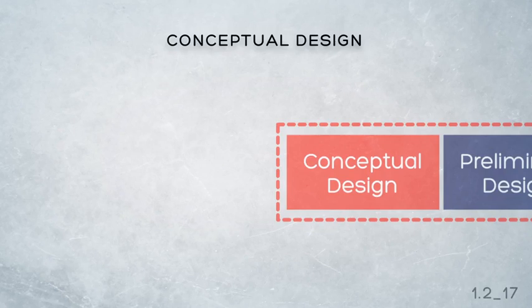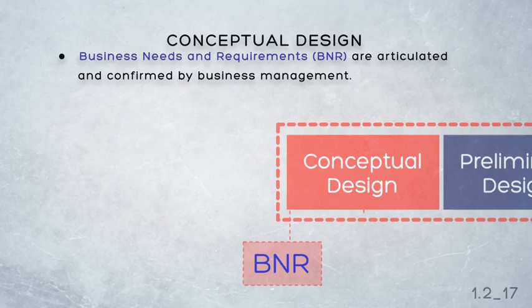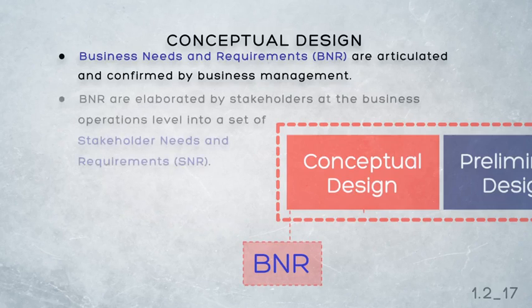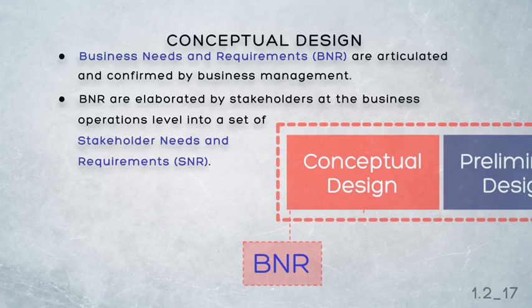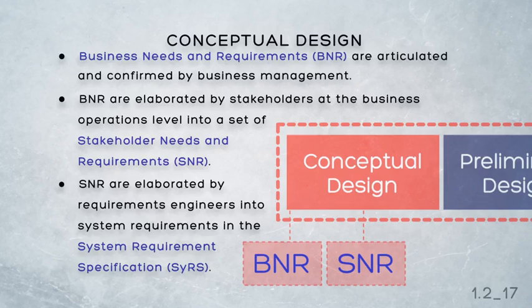Now, this transition has three broad steps from the mission statement through to a set of system requirements. First, we develop business needs and requirements. They're articulated and confirmed by business management, and then they're elaborated by stakeholders at the business operations level into a set of stakeholder needs and requirements, or SNR. These are then elaborated further by requirements engineers into a set of system requirements, commonly called the System Requirements Specification, or the SYRS. There may be more than one system requirement specification for the entire capability system, but it's more likely that there's one SYRS for all of the constituent elements of the capability.